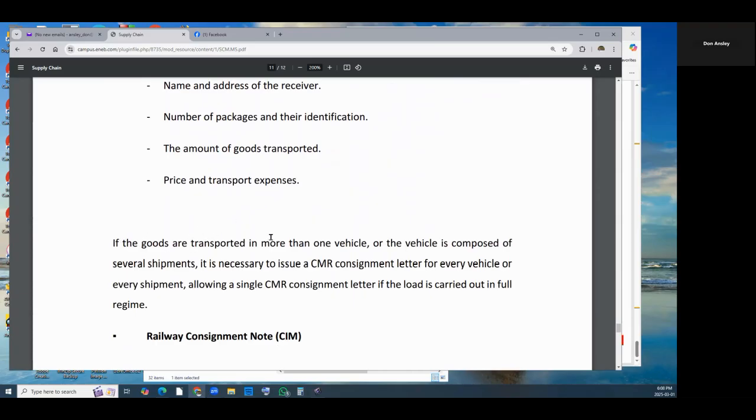If the goods are transported in more than one vehicle or the vehicle is composed of several shipments, it is necessary to issue a CMR consignment letter for every vehicle or every shipment, allowing a single CMR consignment letter if the load is carried out in a full regime.